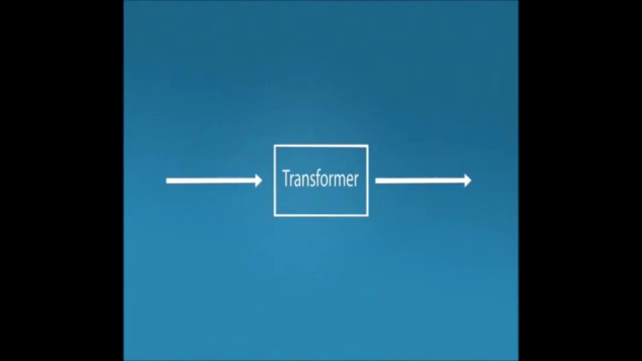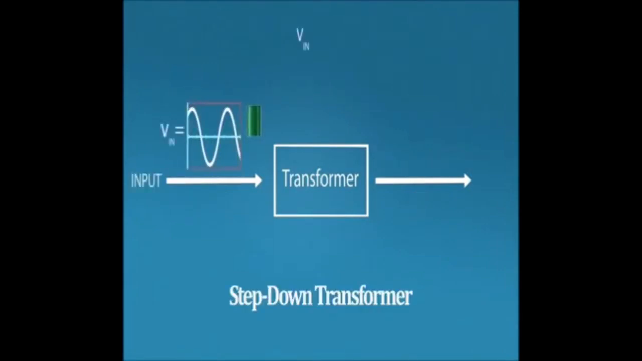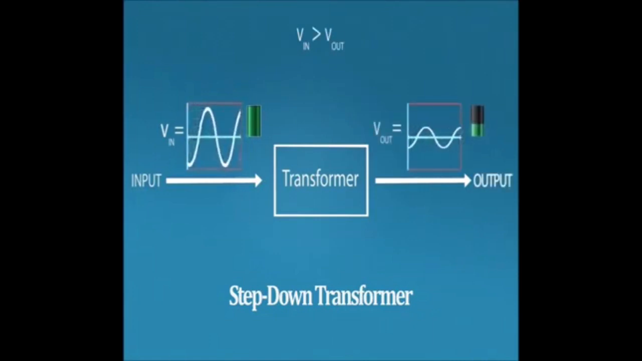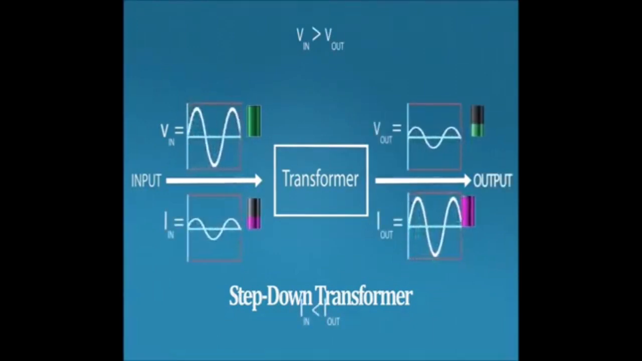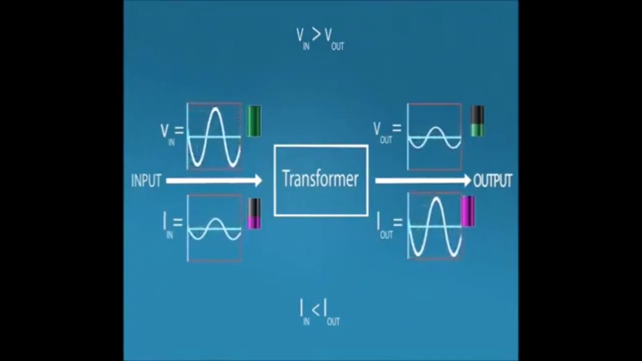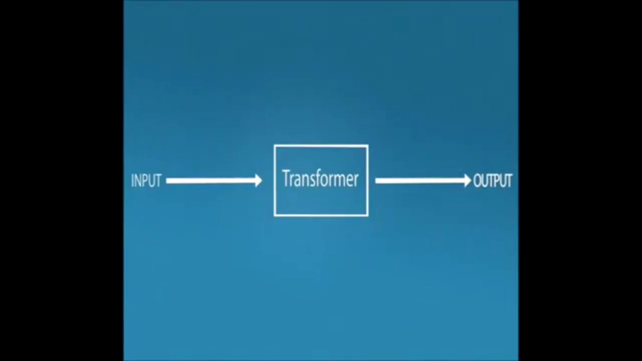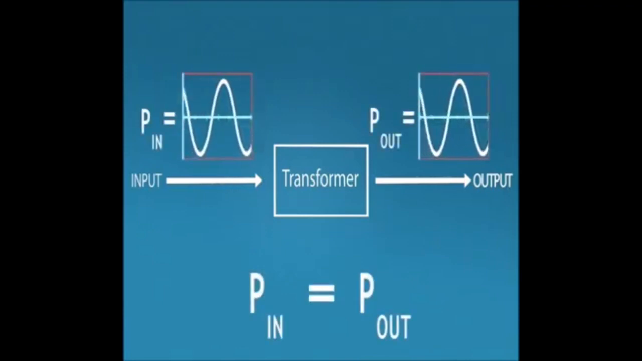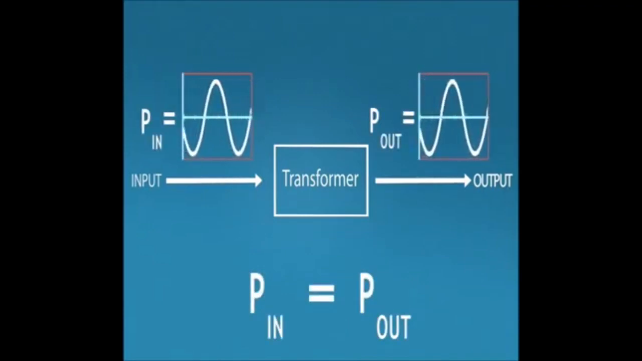For example, in the case of a step-down transformer, the input high voltage is transformed to a low voltage, whereas the magnitude of current is increased, because the input and output power have to remain the same.